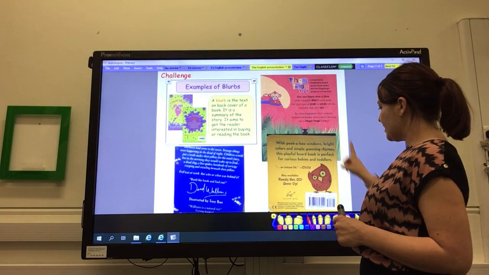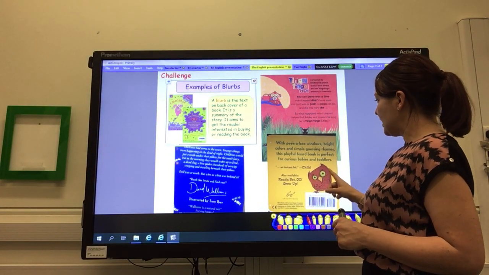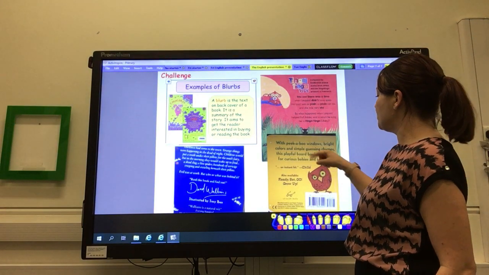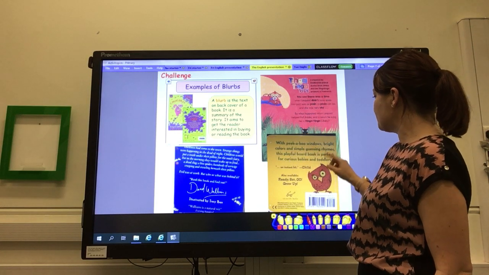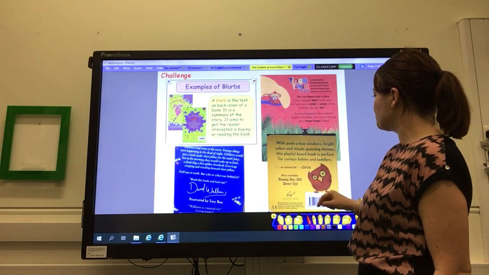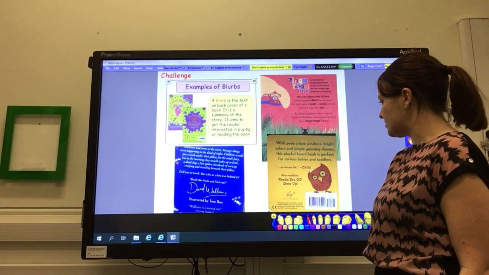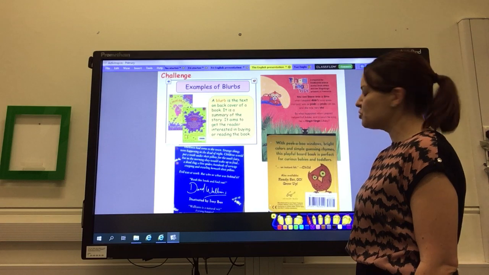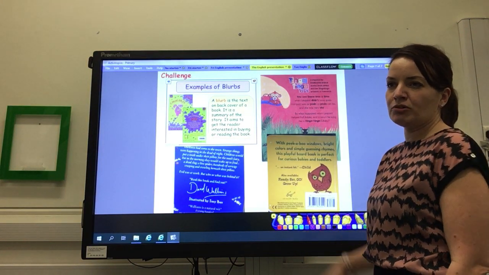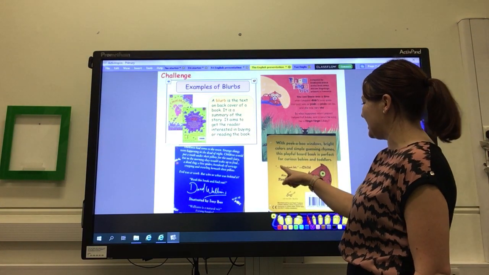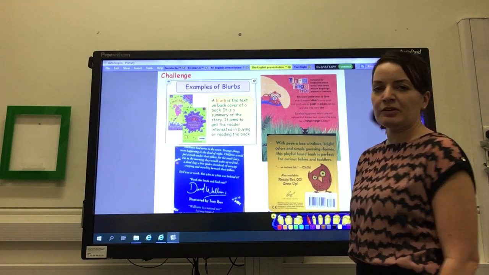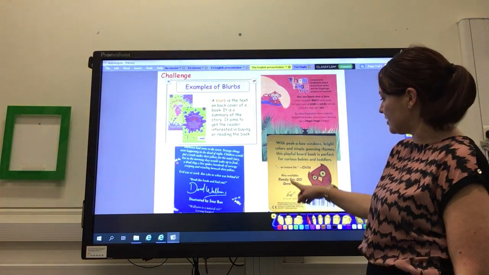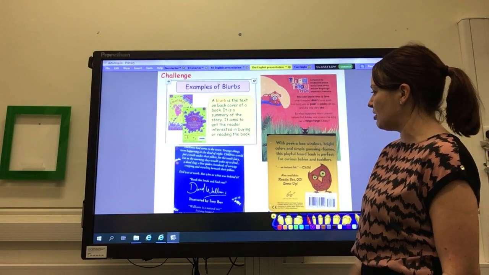This one is a book for younger children, and so they have written this for the grown-ups who might be buying it. It says, with peekaboo windows, bright colours and simple guessing rhymes, this playful board book is perfect for curious babies and toddlers. And then they've got a quote. So Child, which is the name of a magazine, did a book review on this book, and they said it was an instant hit. So they've written that on the back. Child magazine said, an instant hit. They've also told you another book in the series called Ready, Set, Go and Grow Up.